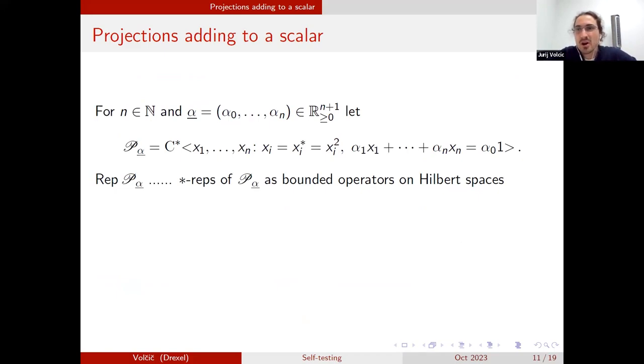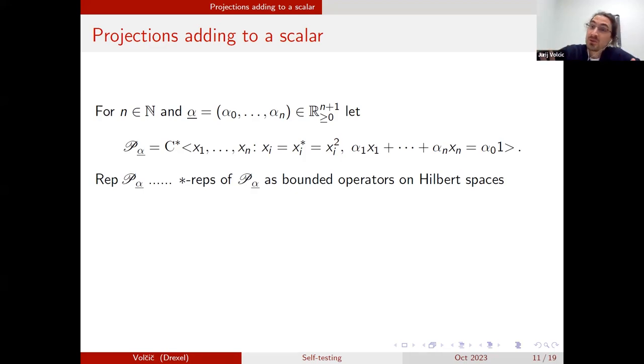This is a very natural object that's going to give me this kind of information. I wrote this very mathematically. So what am I saying? You fix a natural number n, you fix an n plus one tuple of non-negative real numbers, and you look at the following C-star algebra. It's a C-star algebra generated universally by n projections such that this linear combination of them is a multiple of identity. So this n plus one tuple of constants appears in this linear combination.